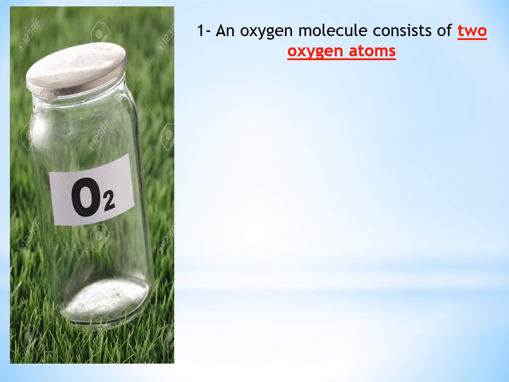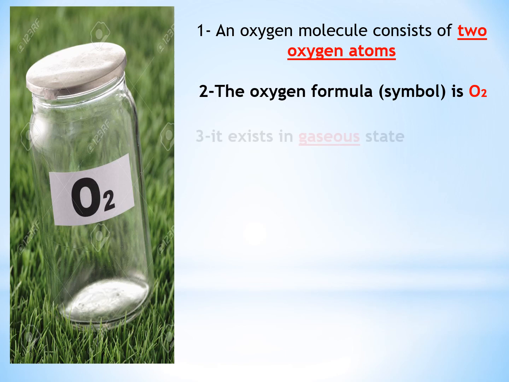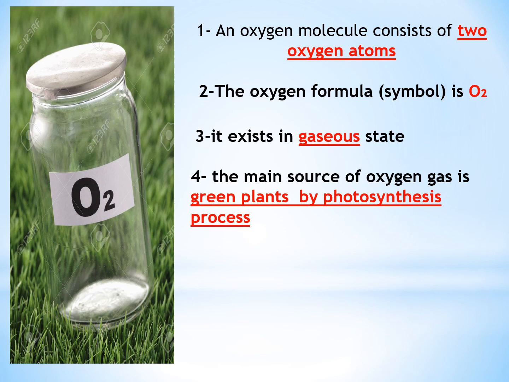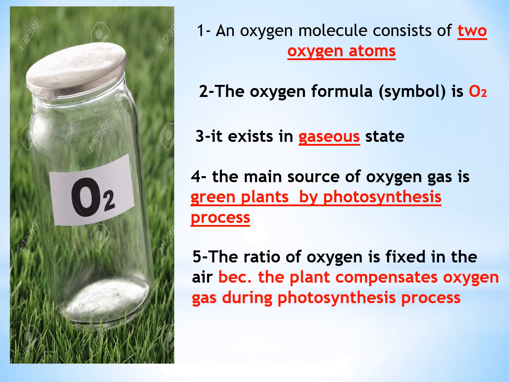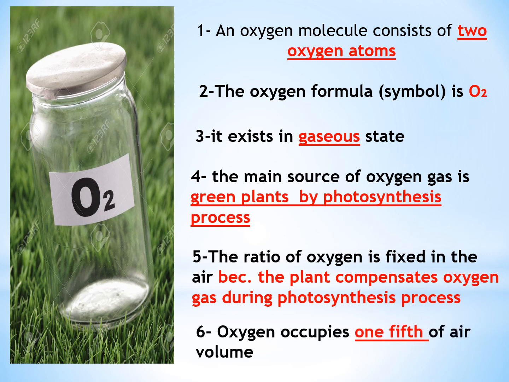An oxygen molecule consists of 2 oxygen atoms. The oxygen formula or symbol is O2. It exists in gaseous state. The main source of oxygen gas is green plants by photosynthesis process. The ratio of oxygen is fixed in the air because the plant compensates oxygen gas during photosynthesis process. Oxygen occupies 1/5 of air volume.